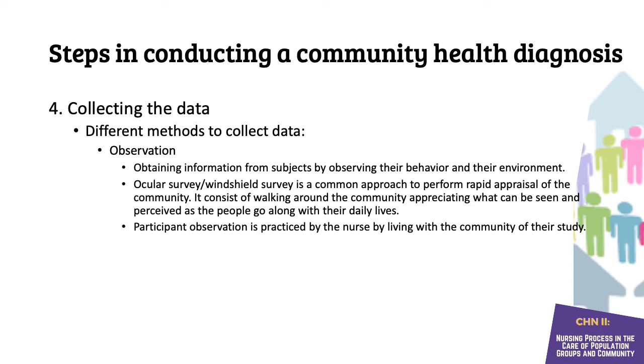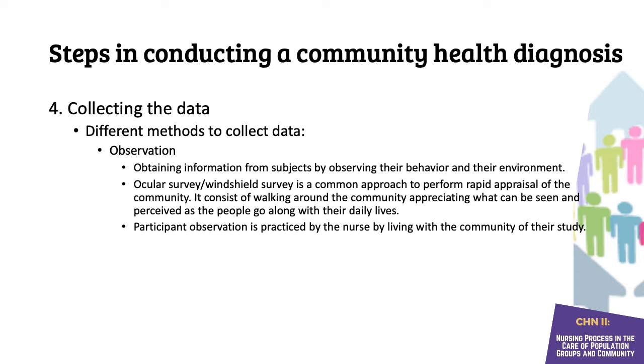Okay? By the way, observation is a useful method of collecting data when the informants are unavailable to directly supply information or may likely give inaccurate information. Example of observation is your ocular survey or your windshield survey. It is an approach to perform rapid appraisal of the community. So, what you do in your ocular survey is walk around the community, appreciating what can be seen and perceived as the people go along with their daily lives.